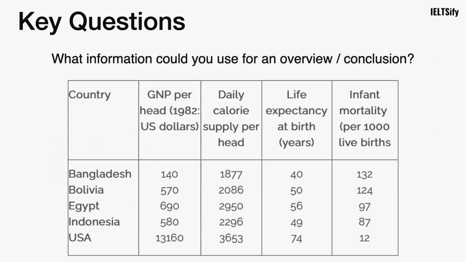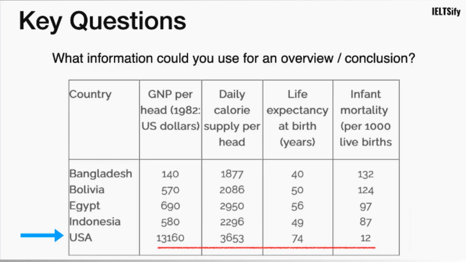So what information could you use for an overview or conclusion? Because remember, every Task 1 needs to have an overview. There are probably several choices you could have, but for this one the possibility is to look at the USA. You can see that's a much better quality of life than the other countries. So this could be something you could point out as an overview.